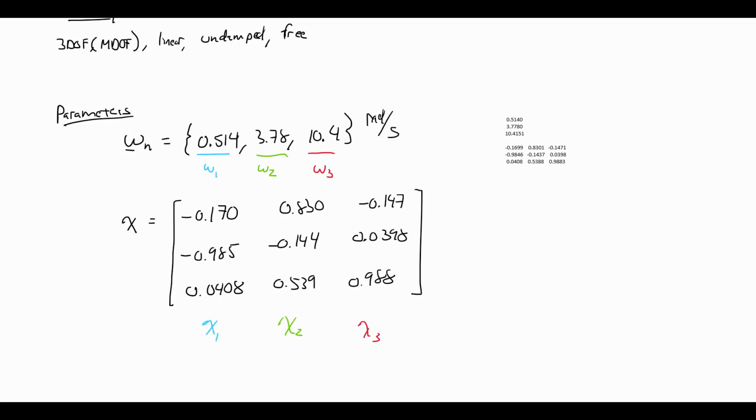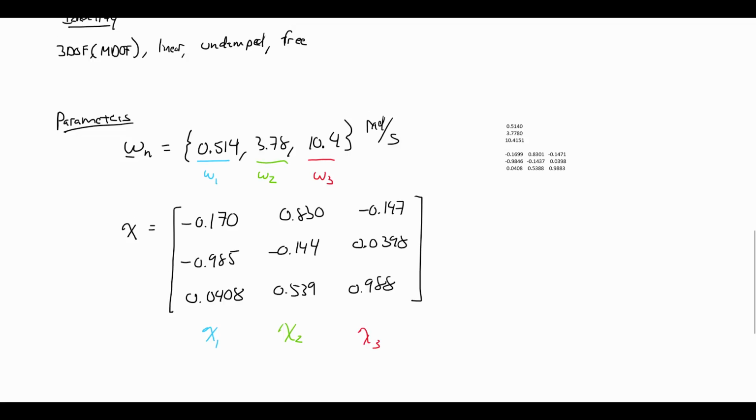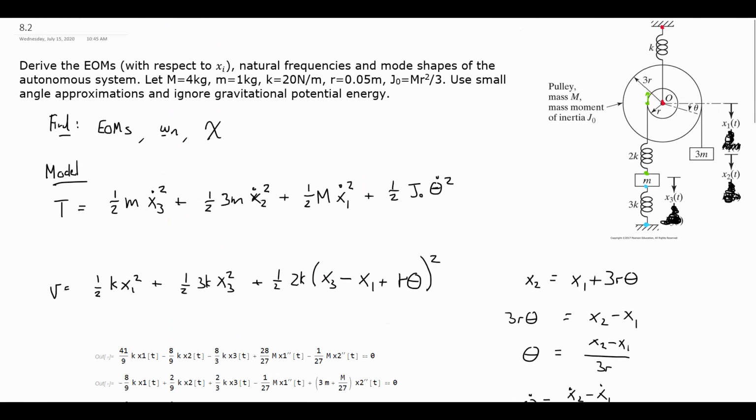So at this point, I have answered the question. I have my natural frequencies, all 3 of them in ascending order. I have my 3 mode shapes. I got my equations of motion. So as far as what I needed to find, for now, I am done with this problem. But we will revisit it and apply initial conditions and look at the behavior of the system.